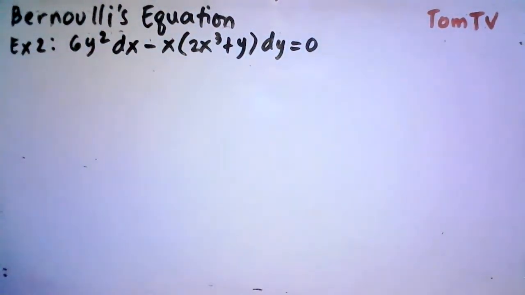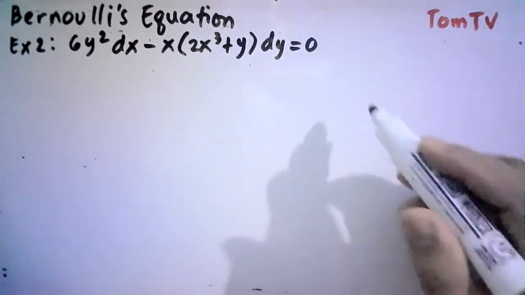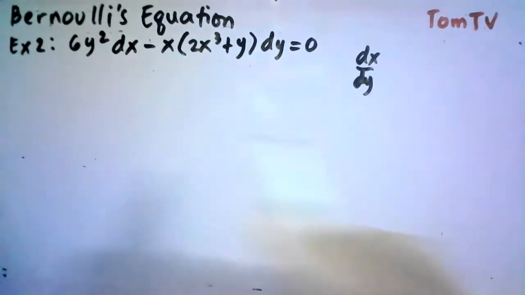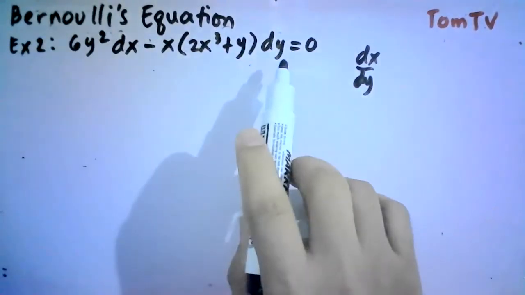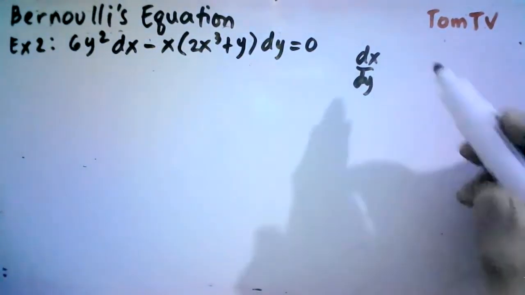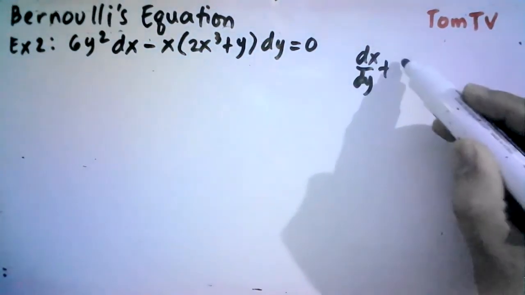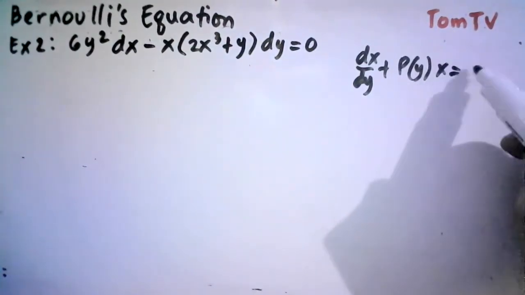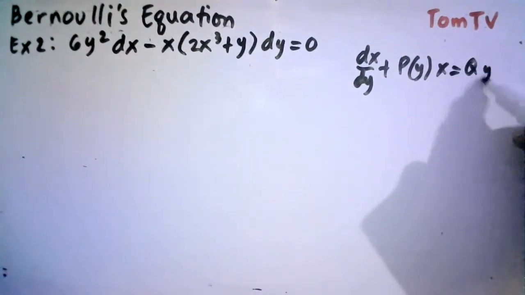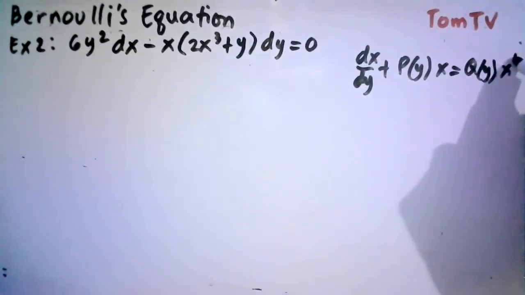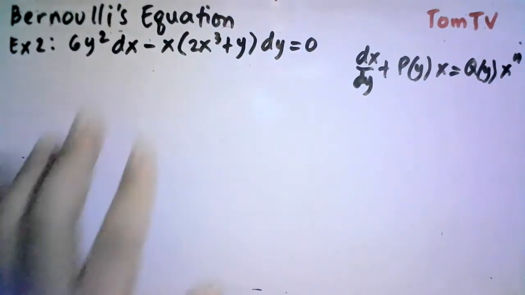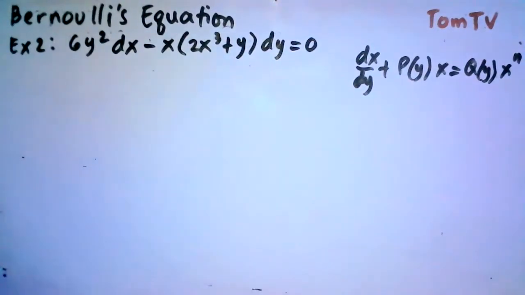Therefore, we need to have our Bernoulli's equation, which is dx over dy. Because this is dx, and this is simpler compared to dy. So dx over dy plus p of y times x, which is equivalent to q of y times x to the n power. So we will be using this Bernoulli's equation, and we will arrange this one in terms of this equation.